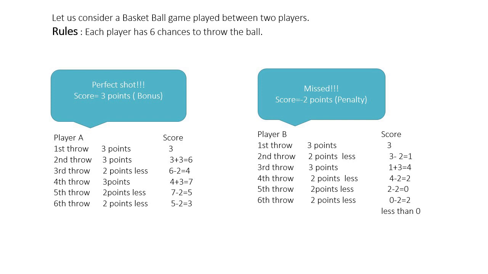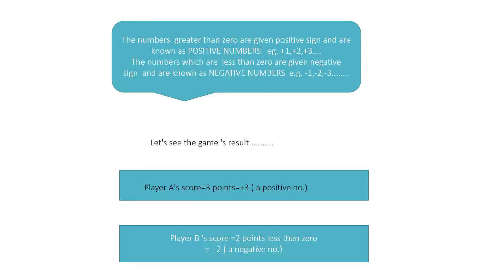His score is 2 points less than 0. Now, 2 points less than 0. How to represent that? How to represent 2 points less than 0? For that concept, negative numbers were introduced. The numbers greater than 0 are given positive sign and are known as positive numbers. Example, +1, +2, +3 and so on.